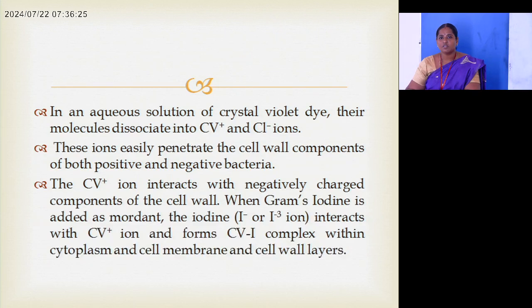In an aqueous solution of crystal violet dye, the molecules dissociate into crystal violet plus ions and Cl minus ions. These ions easily penetrate the cell wall components of both positive and negative bacteria. The CV plus ions interact with negatively charged components of the cell wall. Gram's iodine is added as a mordant. The iodine interacts with the CV ion and forms a CVI complex within the cytoplasm, cell membrane and cell wall layers.